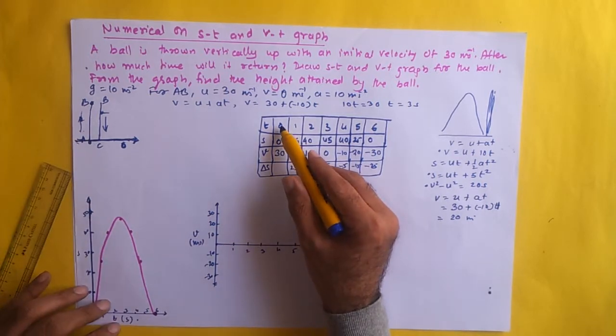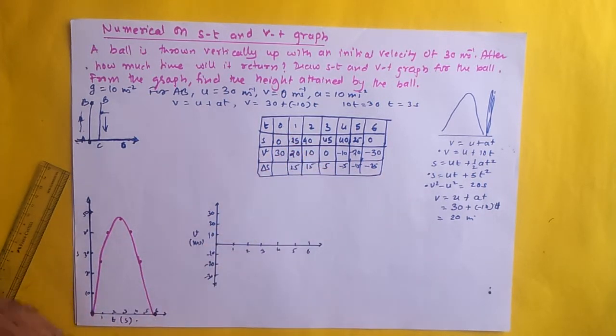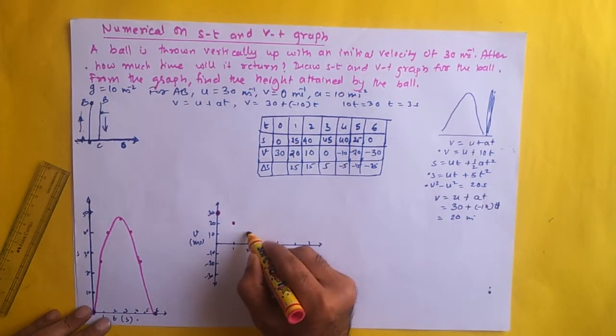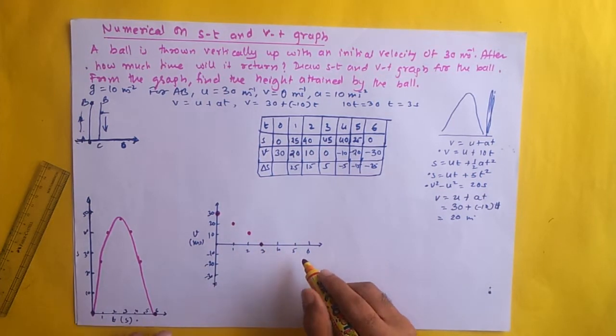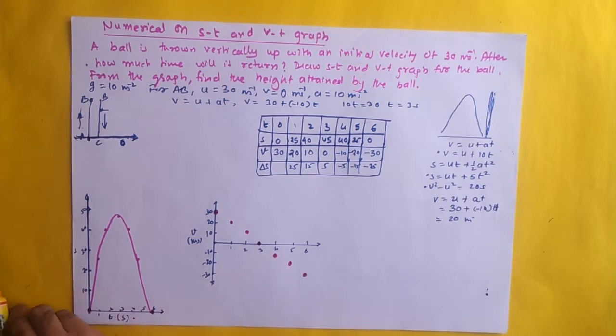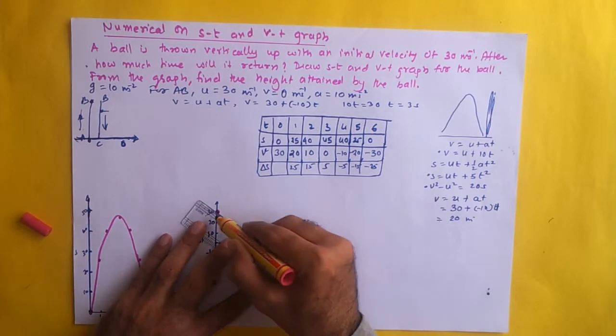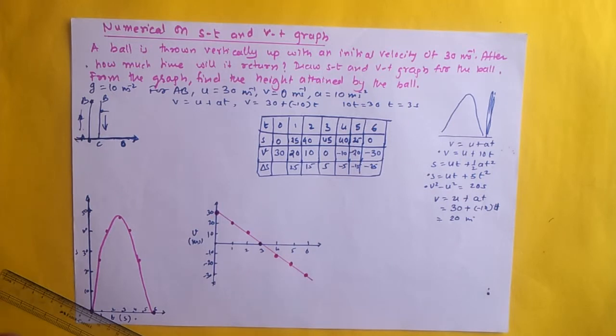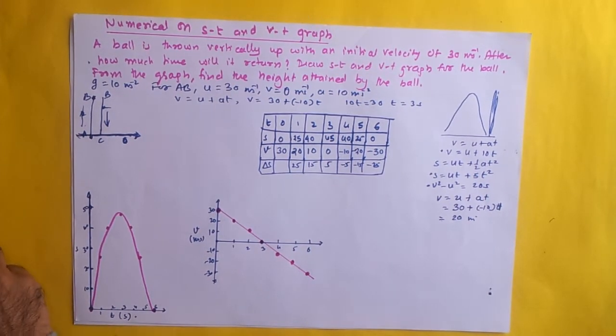Now, at time t equal to 0, velocity is 30 meters per second, so the point will be this. After 1 second, the velocity becomes 20. After 2 seconds, it becomes 10. After 3 seconds, the velocity becomes 0. At 4 seconds, it is minus 10. Here it is minus 20. Then finally minus 30. And therefore, we'll get a straight line graph like this, which goes from the positive side to the negative side, because there is change in direction of the velocity. This is how we can plot the velocity time graph. And remember that we looked at the direction also while plotting the velocity time graph.